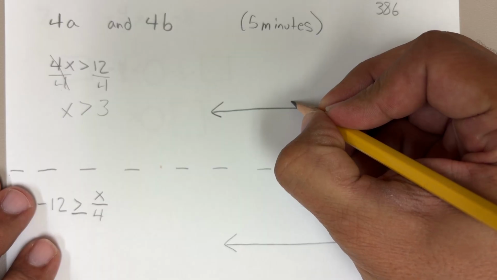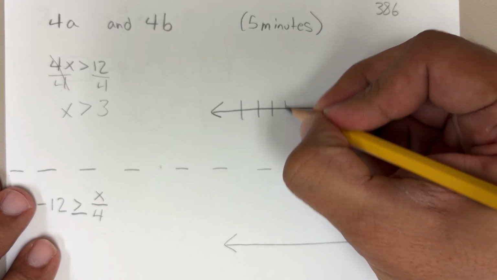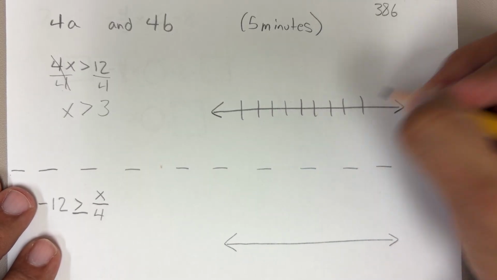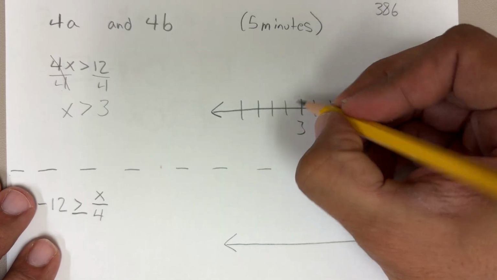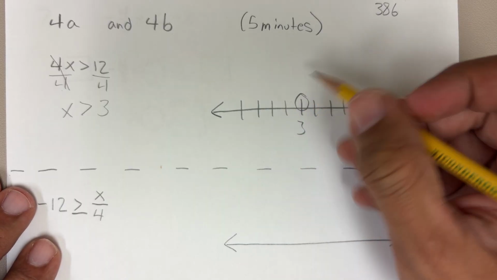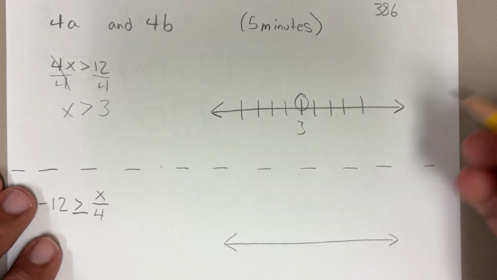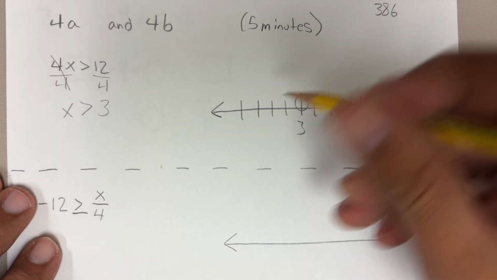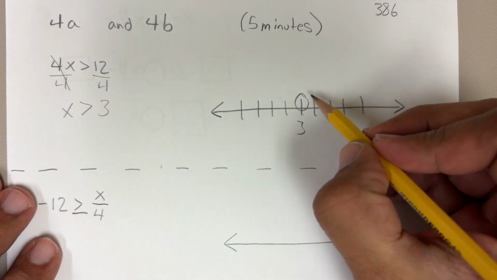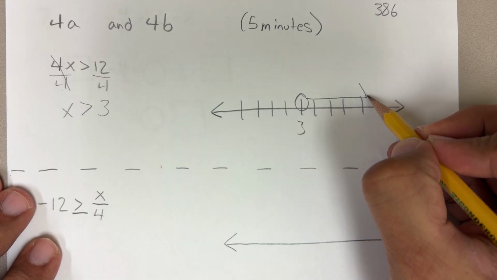Now, here we go. So we go to the number line. I don't know what the one in the book looks like. You find the 3. You put a circle. Is it going to be an open circle? Yes. It does not have a line underneath it, so it's going to stay open. Then, because the letter is being eaten, we're going to go to the right.